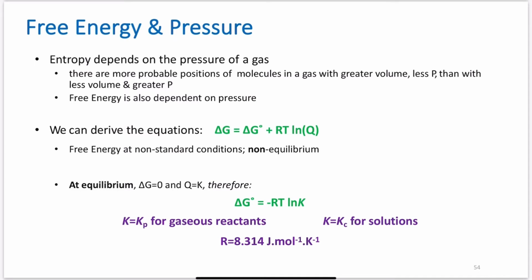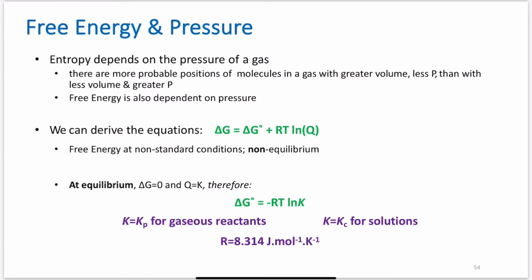Free energy is also dependent upon pressure. So we can derive these equations. Delta G is equal to delta G naught plus RT ln of Q. This is the free energy at non-standard conditions, non-equilibrium. At equilibrium, delta G is equal to 0, therefore Q is equal to K. Delta G naught equals negative RT ln of K. How did I get there?